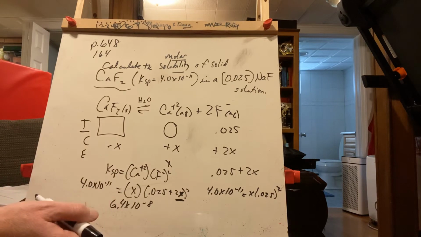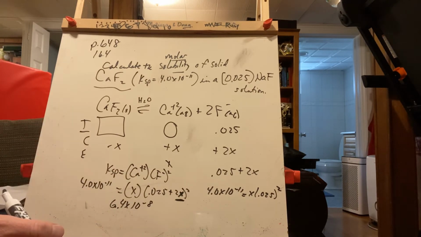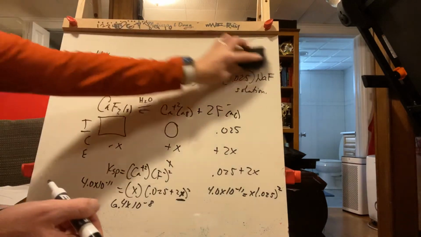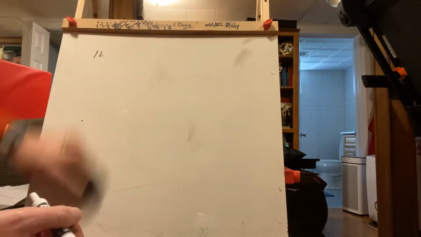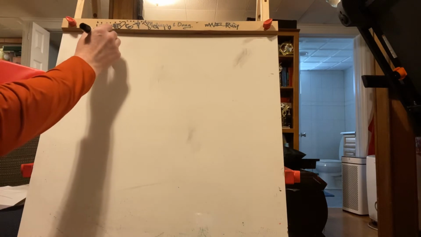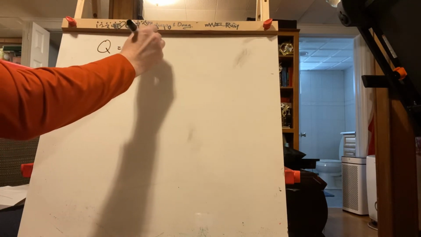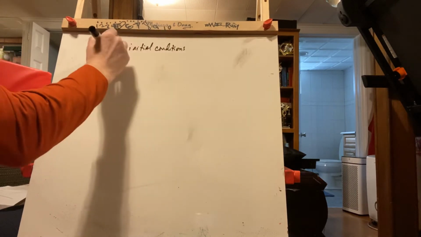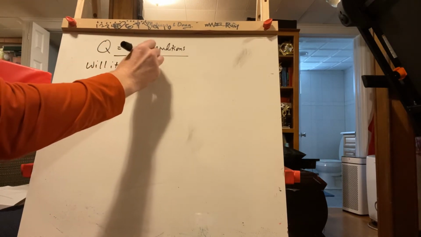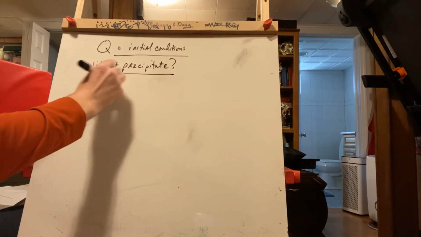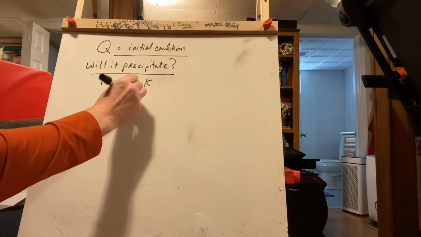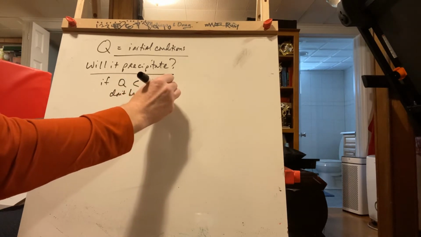Okay, I did want to show you one more thing, and this is something that you guys already know. It's going back to the Q versus K. You'll get a few questions on this, and then I'll show you a Q versus K question. In these ones, Q is always your initial conditions. And the question that you'll probably get will be, will it precipitate? Because if Q is less than K, that means you don't have enough product.